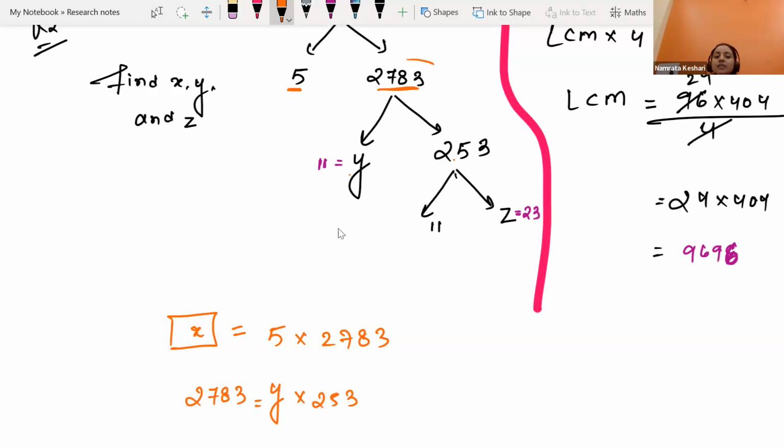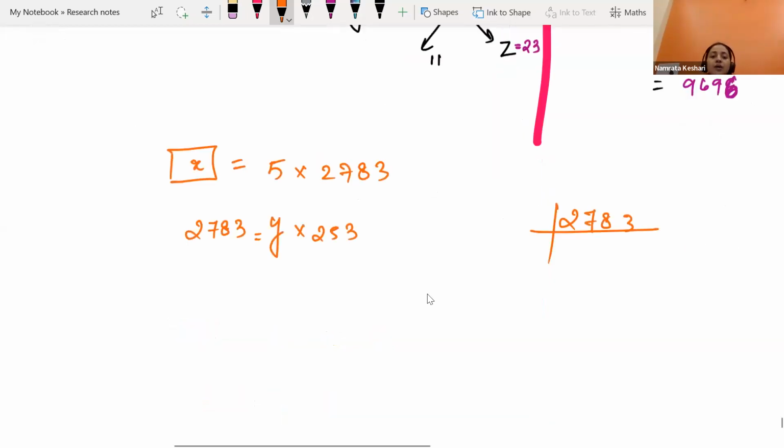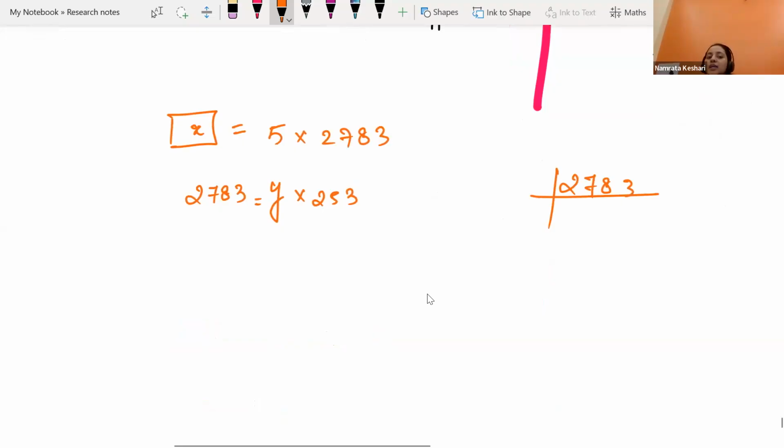So let's do the factorization of 2783. You will get y as 11. Or from here, you will easily get y by dividing 2783 by 253. Can you see from equation 1 that y is nothing but 2783 by 253?